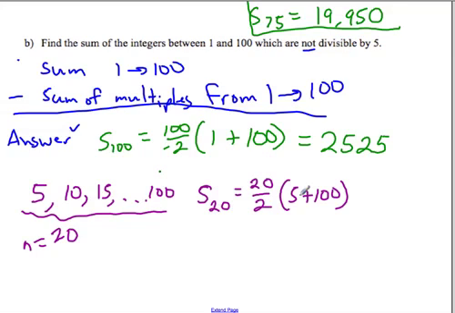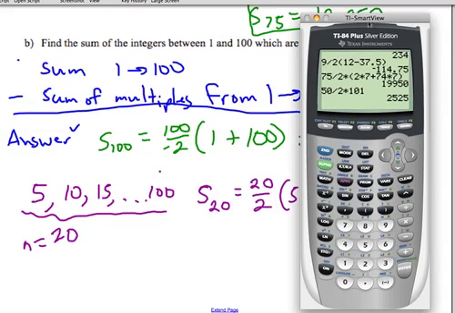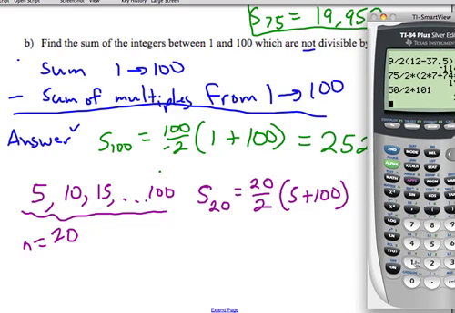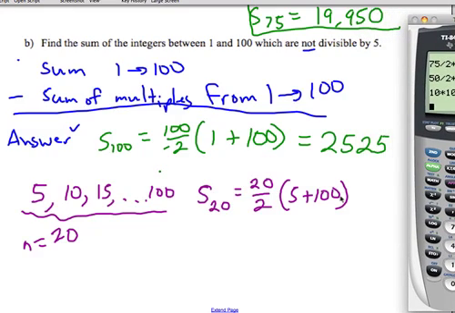So let's go ahead and do that. That's just actually 10 times 105. It's equal to 1050. Okay.